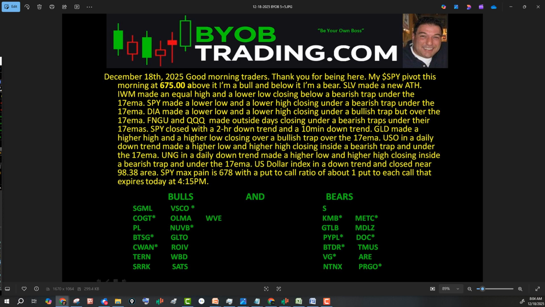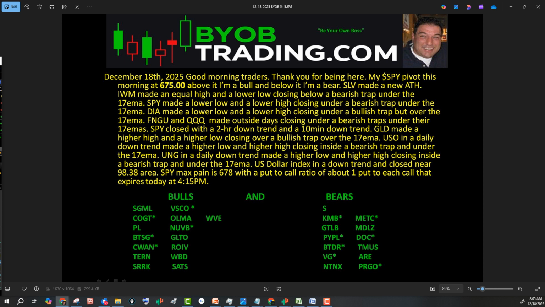All right, so my SPY pivot this morning is 675. Above it, I'm a bull. Below it, I'm a bear. SLV made a new all-time high yesterday. IWM made an equal high and a lower low, closing below a bearish trap under the 17 EMA. SPY, lower low, lower high, closing under a bearish trap under the 17 EMA. Diamond Dow, lower low, lower high, closing under a bullish trap but over the 17 EMA. QQQ and FNGU made outside days, closing under bearish traps and under their 17 EMAs.